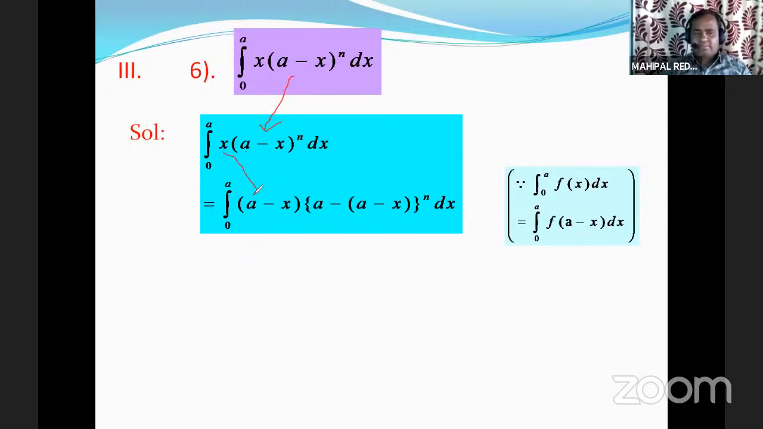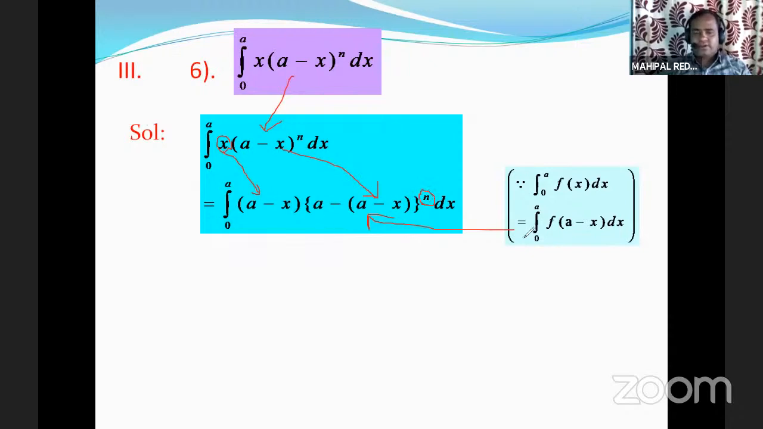I am writing as it is. Here the x is replaced as upper limit minus x variable. So this x becomes now a minus x according to this property. And here the one more x I have to replace is here. So it becomes now integration 0 to a of (a minus x) into (a minus of (a minus x)) all power n as it is, into dx.